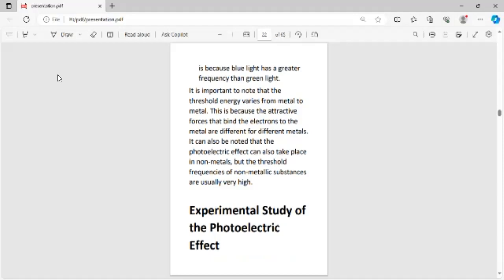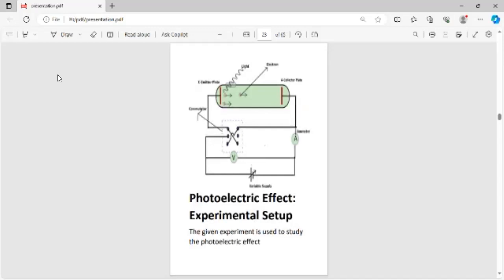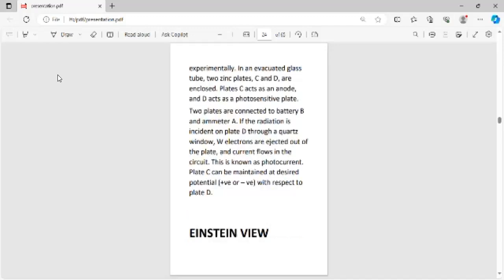Experimental study of photoelectric effect. This diagram shows all the apparatus that are used in that experiment. The given experiment is used to study the photoelectric effect experimentally.